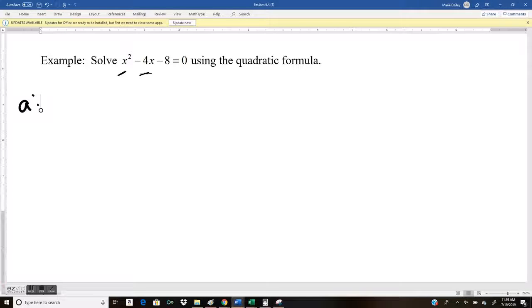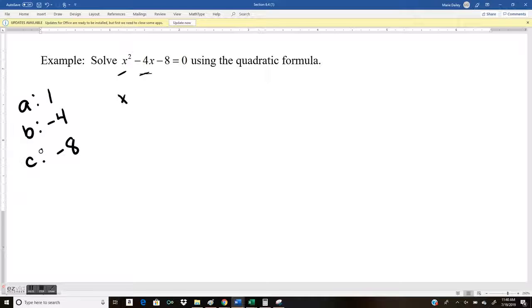Now again, I'm going to begin by identifying what my a, b, and c are. Oops, bumping here with my wrist. Remember, a is the coefficient of x squared, b is our middle term, and c is our constant.